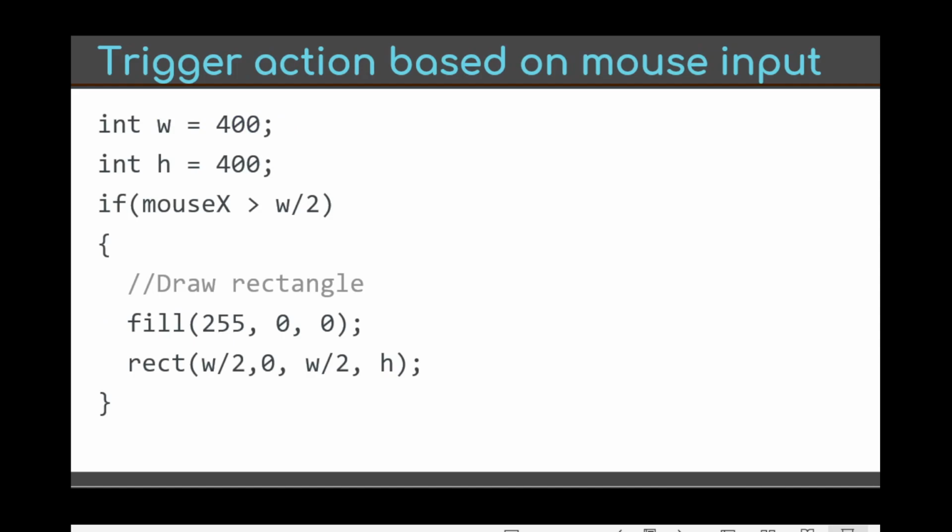Let's take a look at some code. Come on, processing. You can do this. All right. This is the mouse conditional example, which I will show you in a moment. There we are.